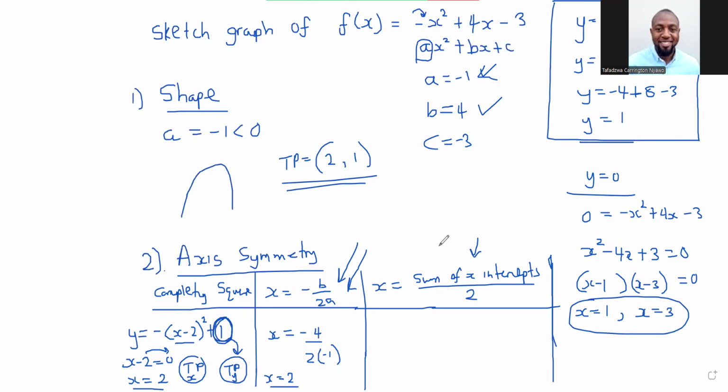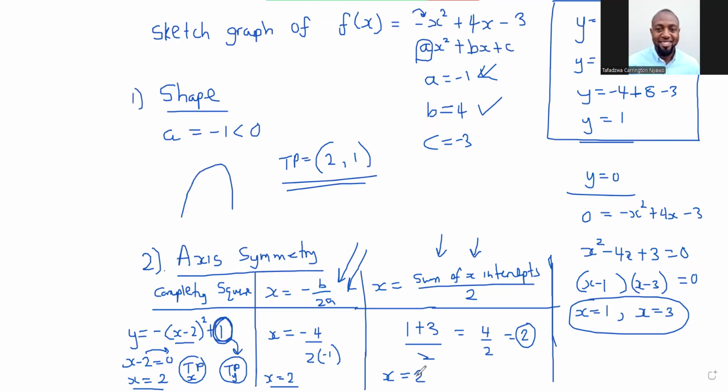Now I'm applying this formula that x is equal to the sum of the x-intercepts divided by 2. So sum means to add. So I'm just going to say 1 plus 3 divided by 2, which is 4 divided by 2, which is going to be 2. So that's my x. You see, I still got 2.